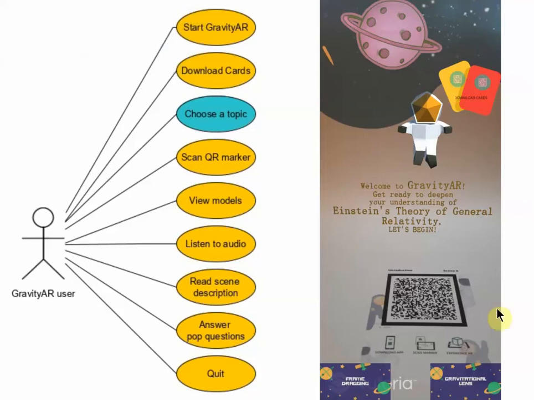By scanning a QR-based marker, general relativity models are viewed. Audio will be played, briefing the user about the models shown and the related theoretical content. The end user can also read a text on the card that contains the QR-based Fourier marker through the screen. There are pop-up questions that the end user will answer as an engaging interaction.